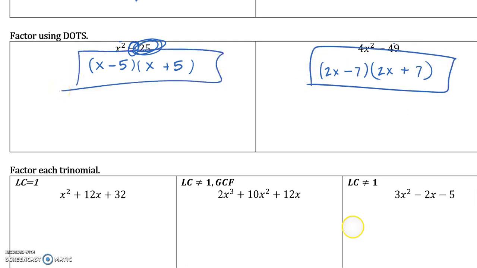Again, when you're factoring using DOTS, it's two terms, and those two terms are being subtracted, and you have perfect squares.